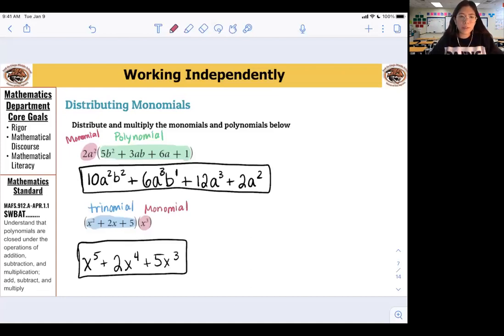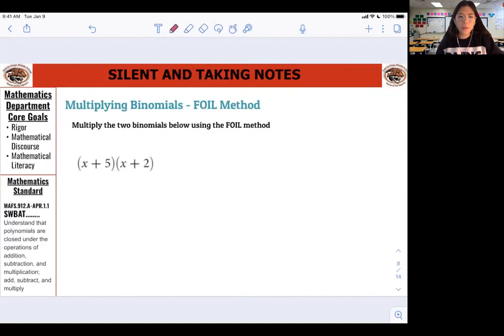So in both of these examples, as well as the ones before that, we had a monomial times a trinomial or a monomial times a polynomial. In any case, we had a monomial. Well, what do I have here? Binomial times a binomial. So this is a special case. When you have a binomial times a binomial, we're going to use what's called FOIL. So let's take a look at what FOIL is.